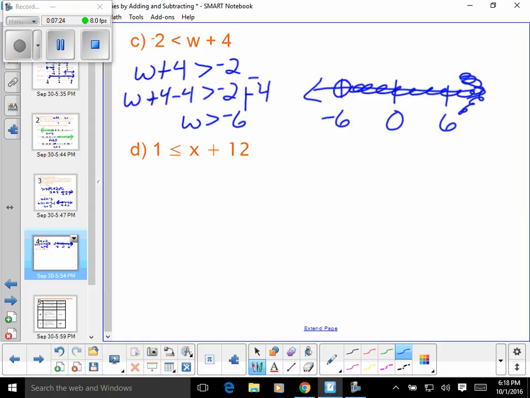And if you try one of the numbers, that'll make sense. If you try 0, for example, 0 plus 4 is 4, and 4 is greater than -2. On the other hand, if you tried a -8, -8 plus 4 is -4. -4 is not greater than -2. In D, I'm going to rewrite x plus 12 greater than or equal to 1. Again, noting the open end of the inequality symbol is to the x plus 12. The pointed end is toward the 1. Now I can solve.